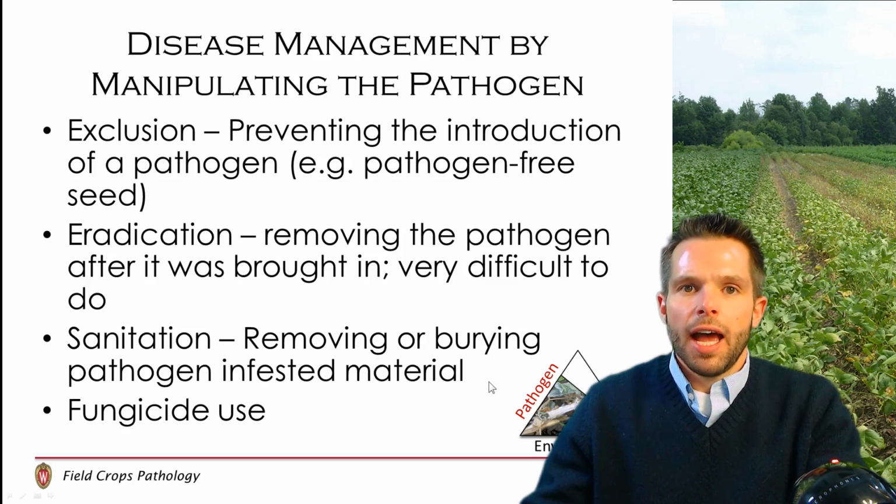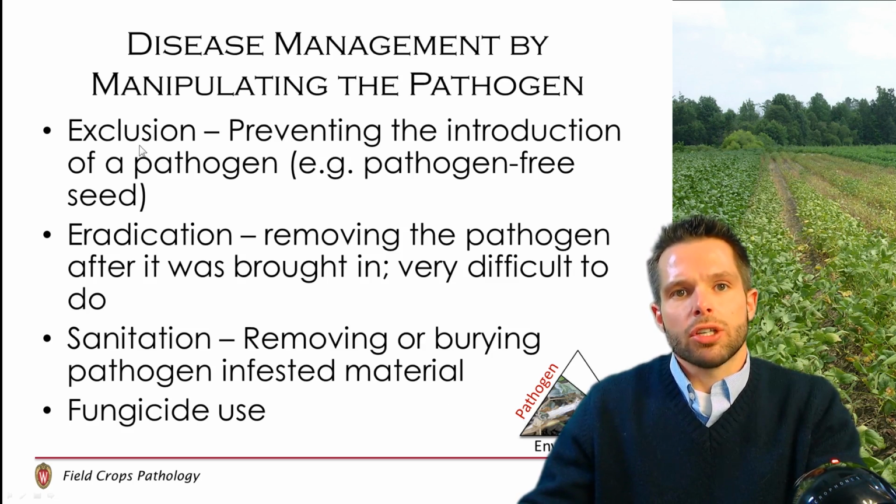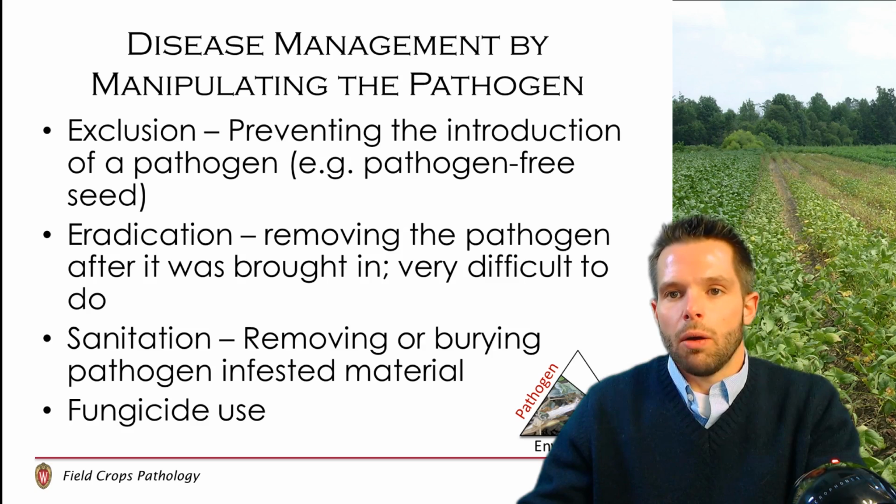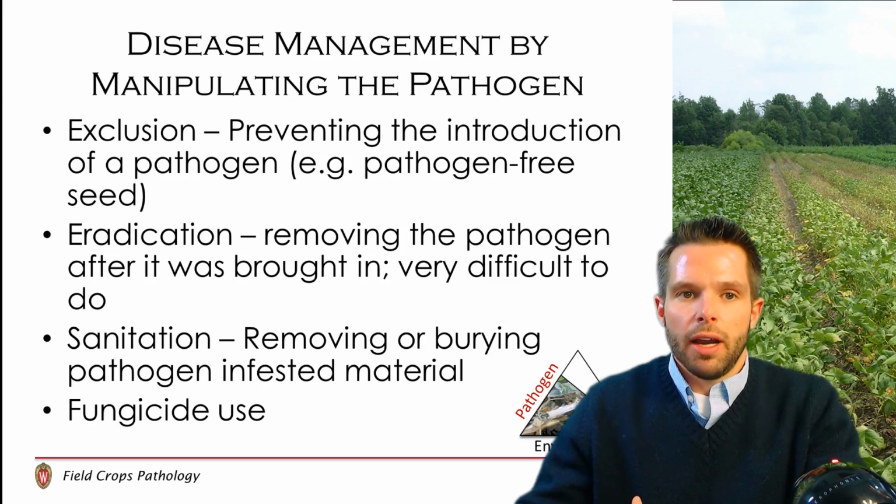Finally, on the pathogen side, there's a few things we can do here. We can adopt exclusion, where we actually prevent the introduction of a certain pathogen to an area. Probably one of the biggest things we can do here is choosing seed that is certified to be pathogen-free. A lot of seed for soybeans and corn and wheat will be certified, and that can be very helpful to keep a pathogen from even entering an area where it hasn't been present.